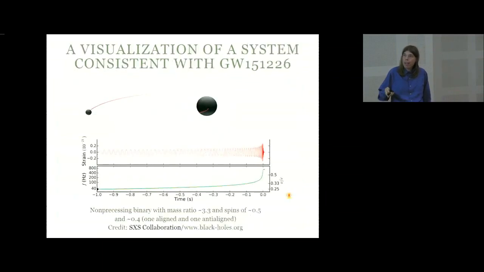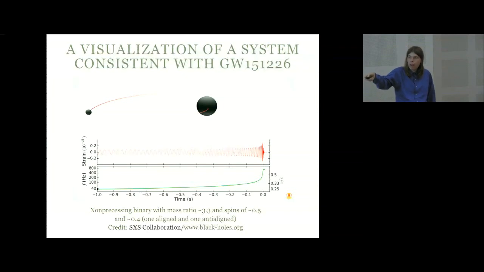So here's a visualization, just an aligned spin case with one spin up on the one hole, the other spin down. Mass ratio of 3.3, still consistent with the data, though a bit off to one side of the allowed region. This is showing you the chart, not just the waveform, showing you how long it was. We had about 55 cycles in band, and that's for about a second.